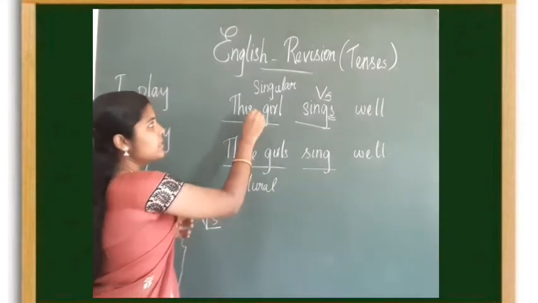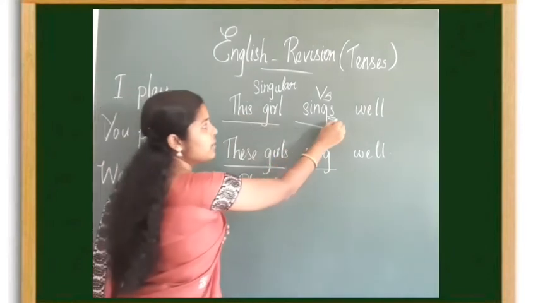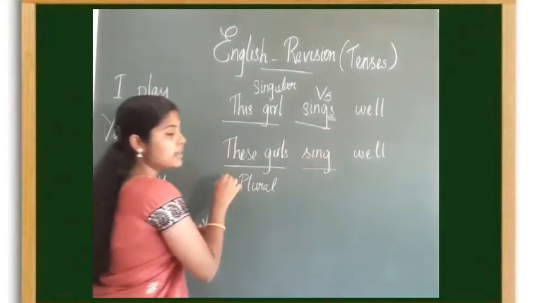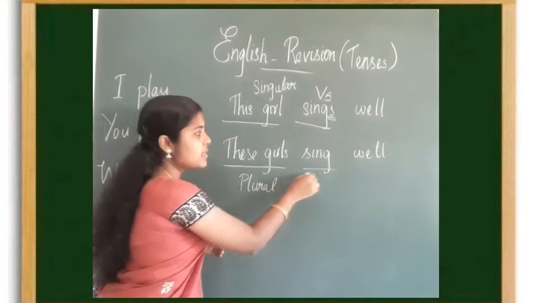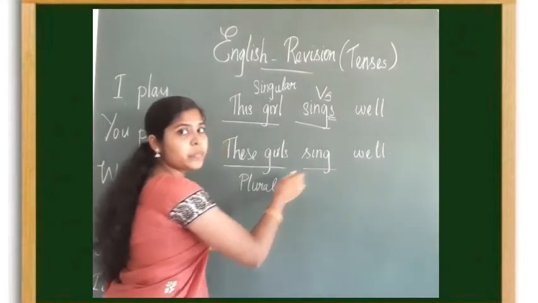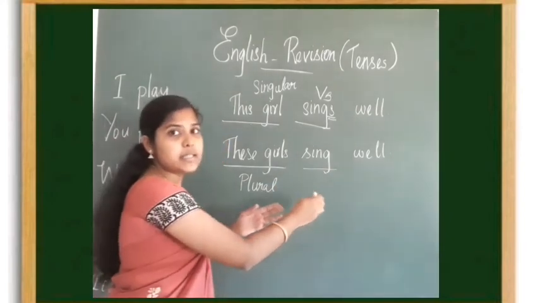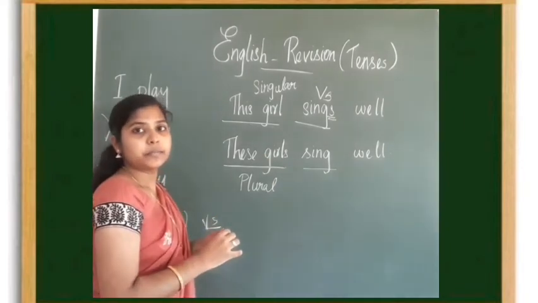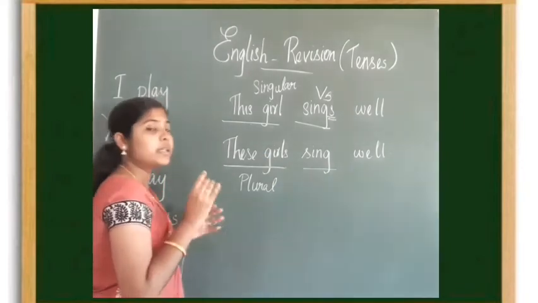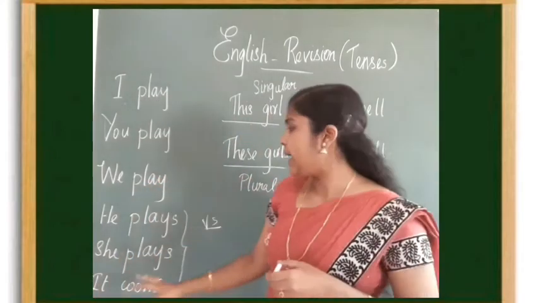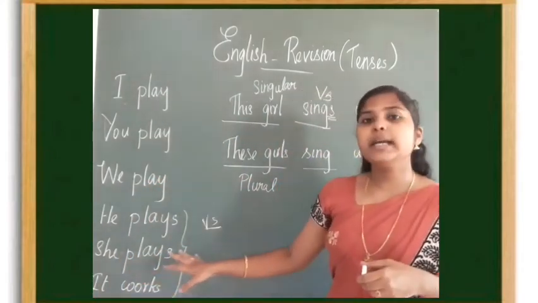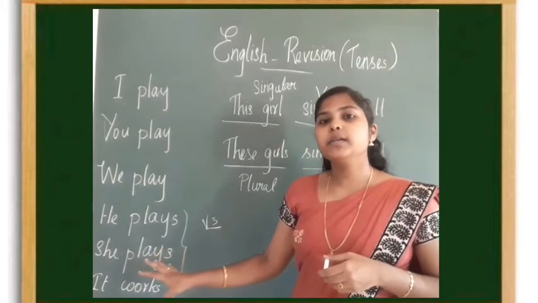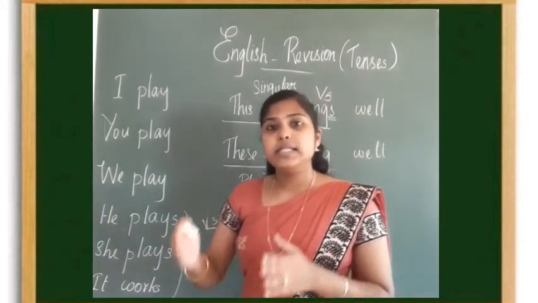Okay? Singular. This girl sings. These girls sing. Okay? These boys dance. This boy dances. Okay? So, for third person singular, we should add s along with the verb. Is that clear, students?